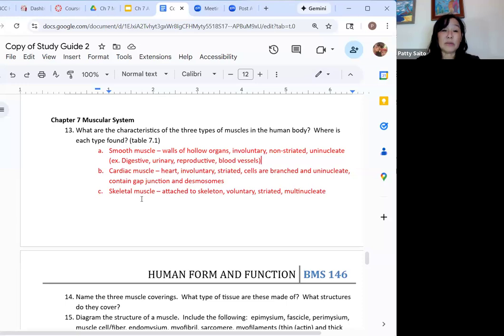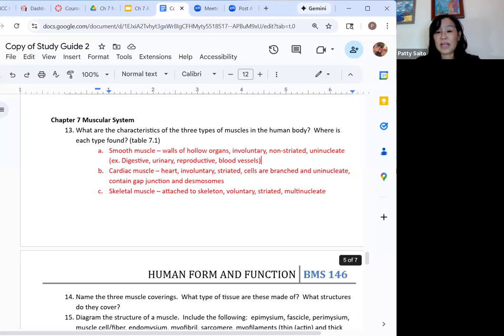The last one is skeletal muscles, and these are voluntary and attached to the skeleton, right? So it allows for movement. We walk, we talk, we raise our hands. These are all things that we control. It's voluntary, and muscles are attached to bones, which when the muscles shorten, it causes the bones to move. Striated or striped and multinucleate. Oh, that's kind of weird. It has more than one nucleus.